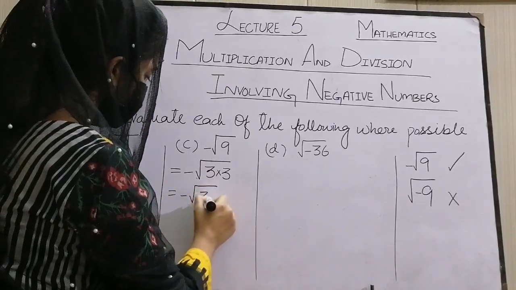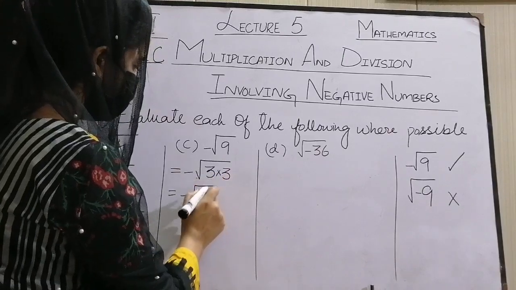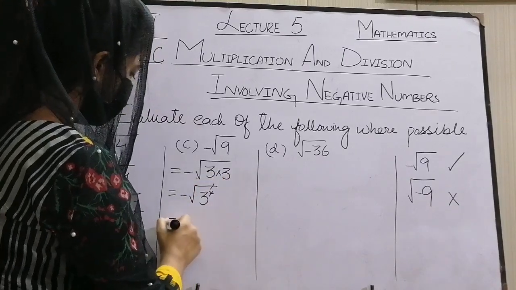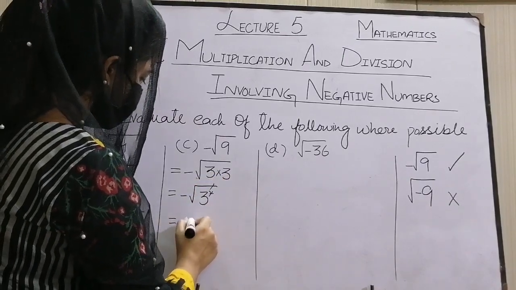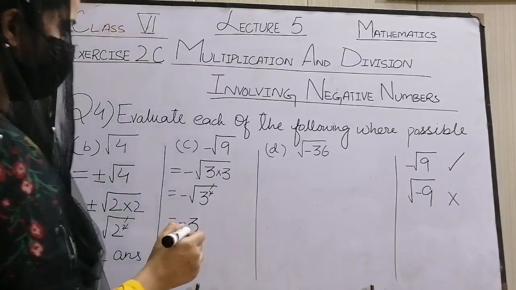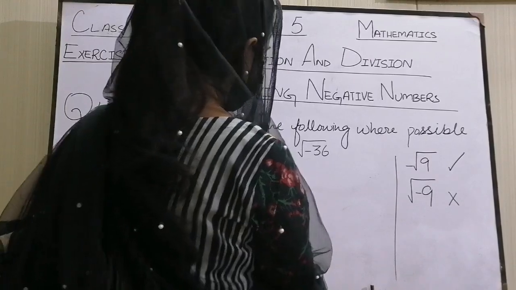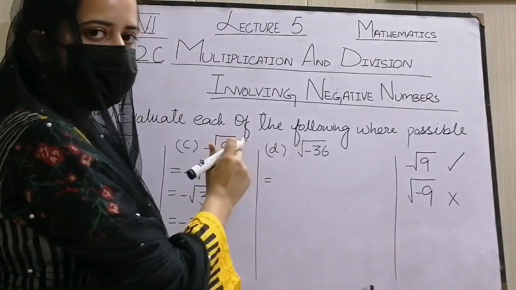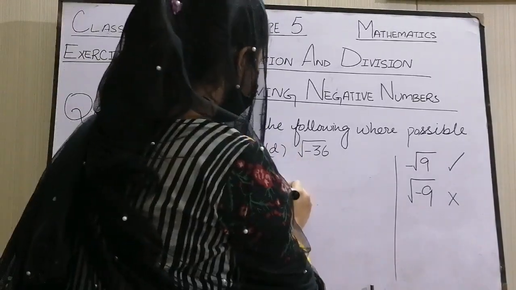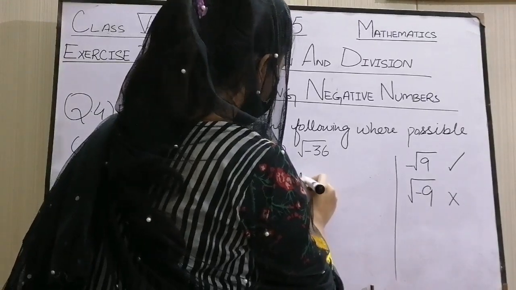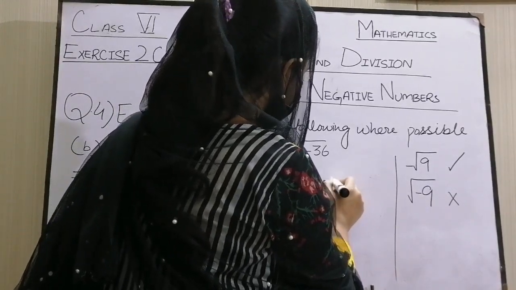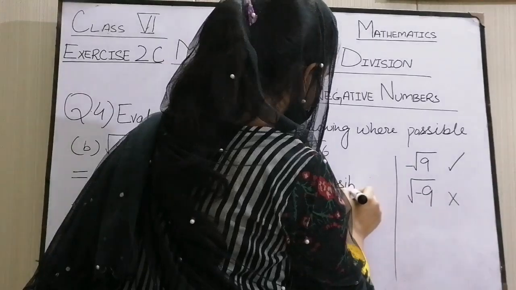Minus square root of 3 square because 3 into 3 is 3 square. Square and square root cancelled. So our answer is minus 3. Next part is D part. It has a negative sign inside, so it is not possible. You don't have to solve this part. Just write down not possible.